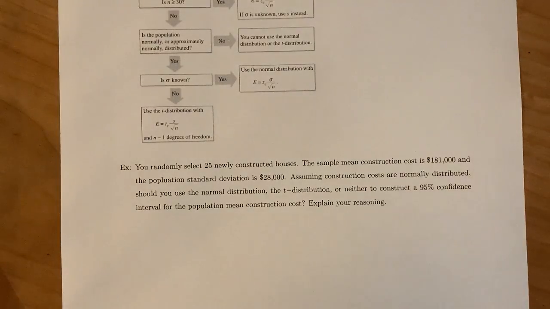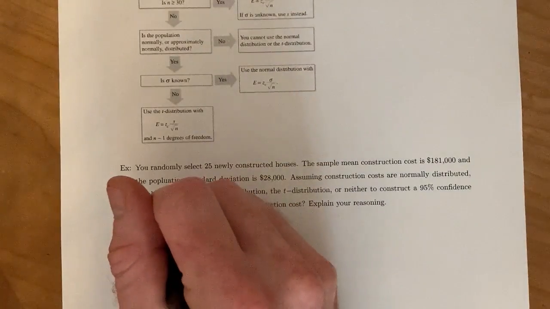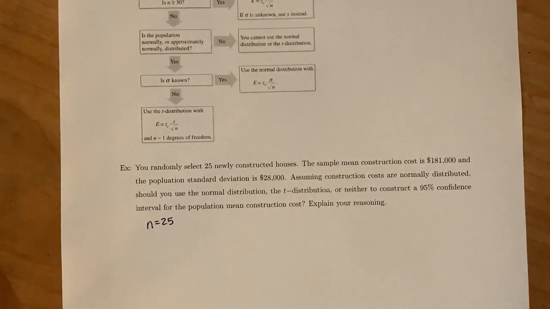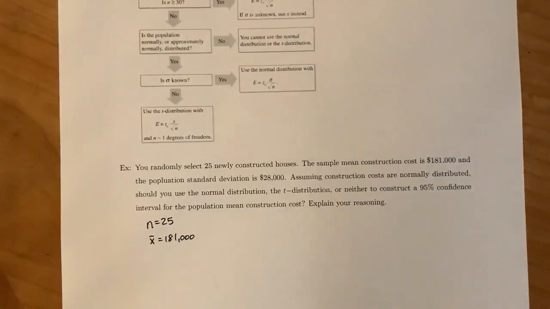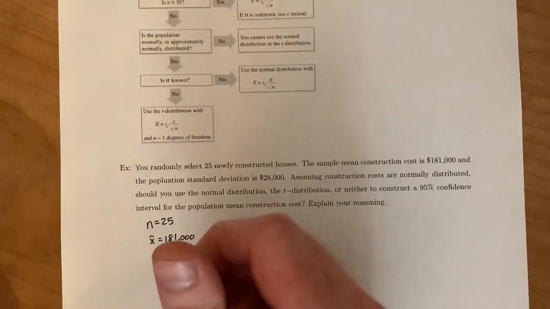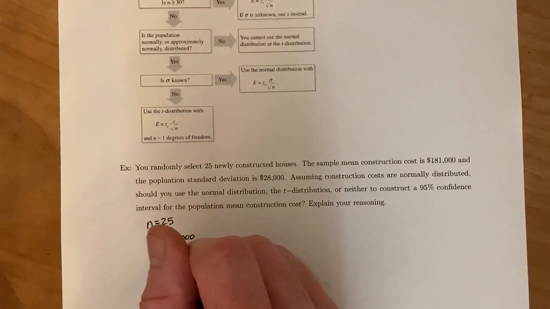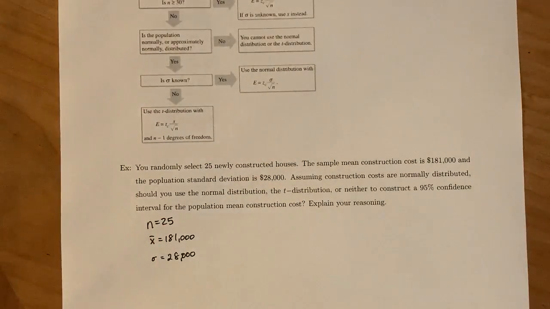You randomly select 25 newly constructed houses. So n equals 25. The sample mean construction cost is $181,000, and the population standard deviation is $28,000. Assuming construction costs are normally distributed, should we use the normal distribution, the t-distribution, or neither to construct a 95% confidence interval for the population mean construction cost? And then explain our reasoning.